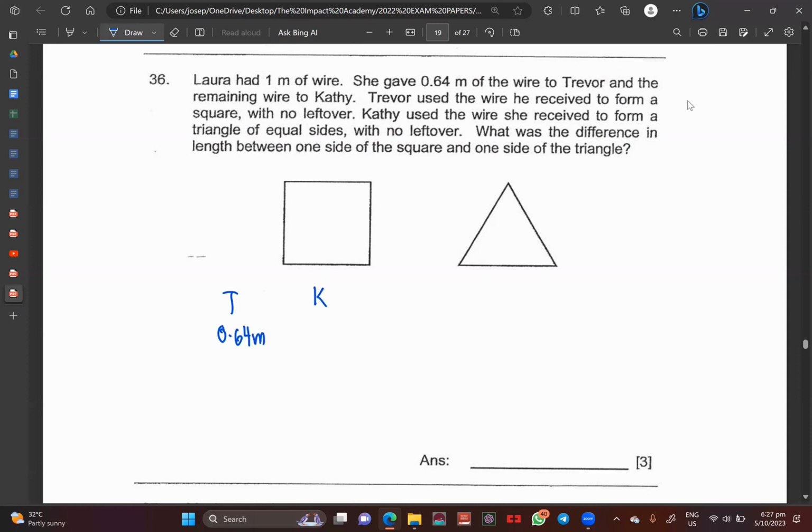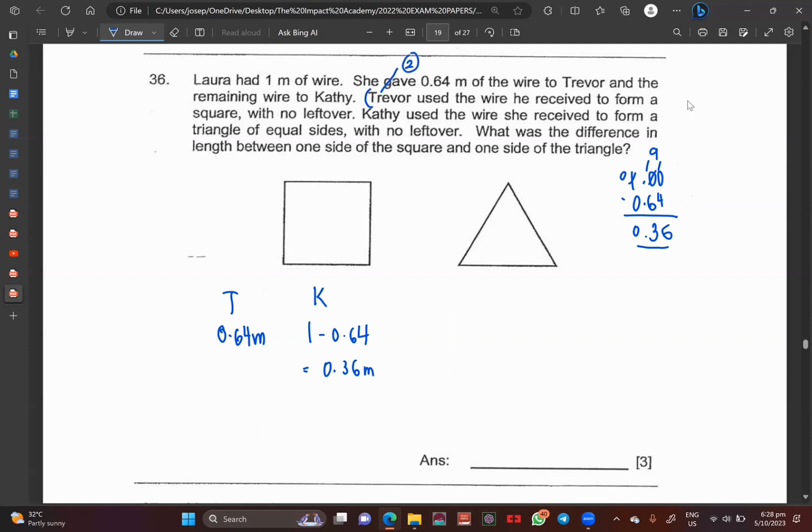Yeah. For Katie, that will be 1 minus 0.64. Agree so far? 1.00 minus 0.64, correct or not? Can't take 4 from 0, right? 10 minus 4 is 6. 9 minus 6, that becomes 3, correct? So 0.36. Can you all see that?